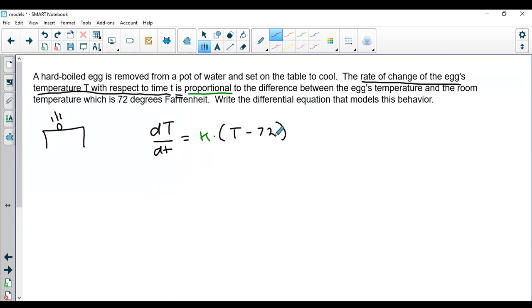All right, and if we wanted to solve this, it looks like we could actually do it pretty easily, right, by separating the variables and going to get them. This question didn't ask for that. It just said write the differential equation that models this behavior. So this is the real life phenomenon that models what's going on here. If I wanted to come up with a model for the actual temperature of the egg at any time t, I would just separate the variables and solve it. That's the beauty of differential equations.